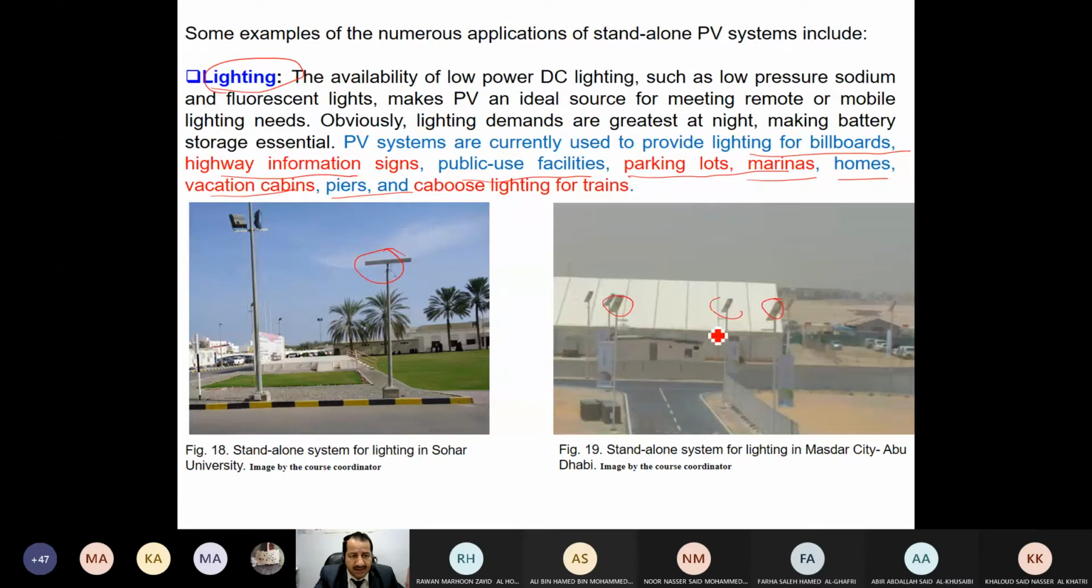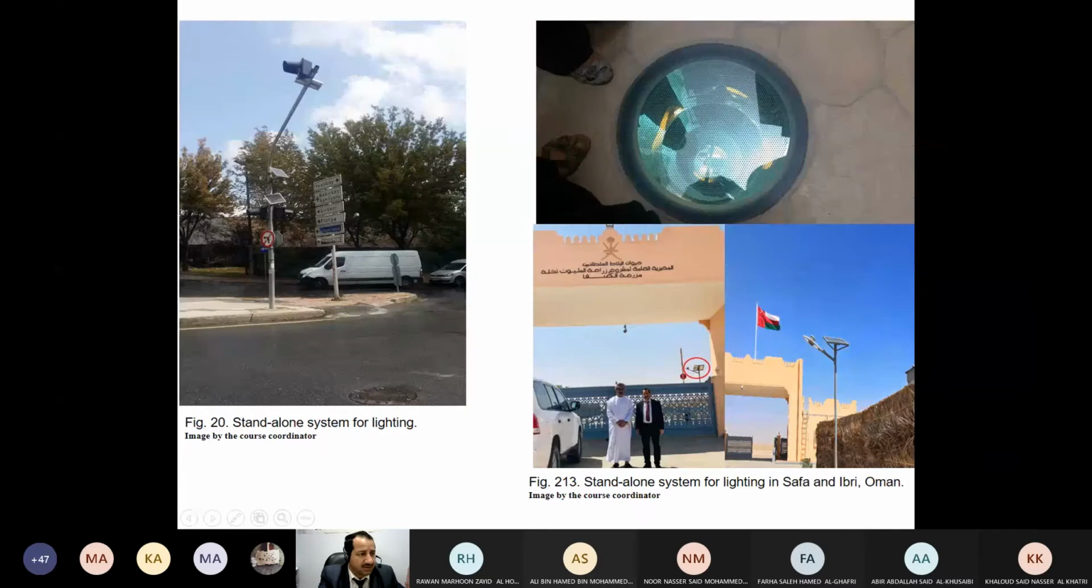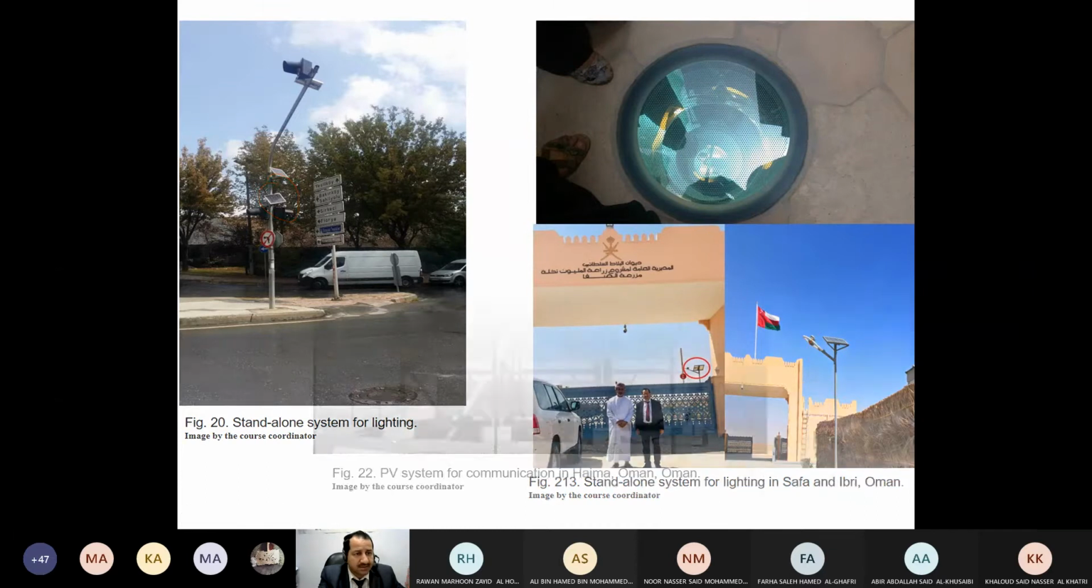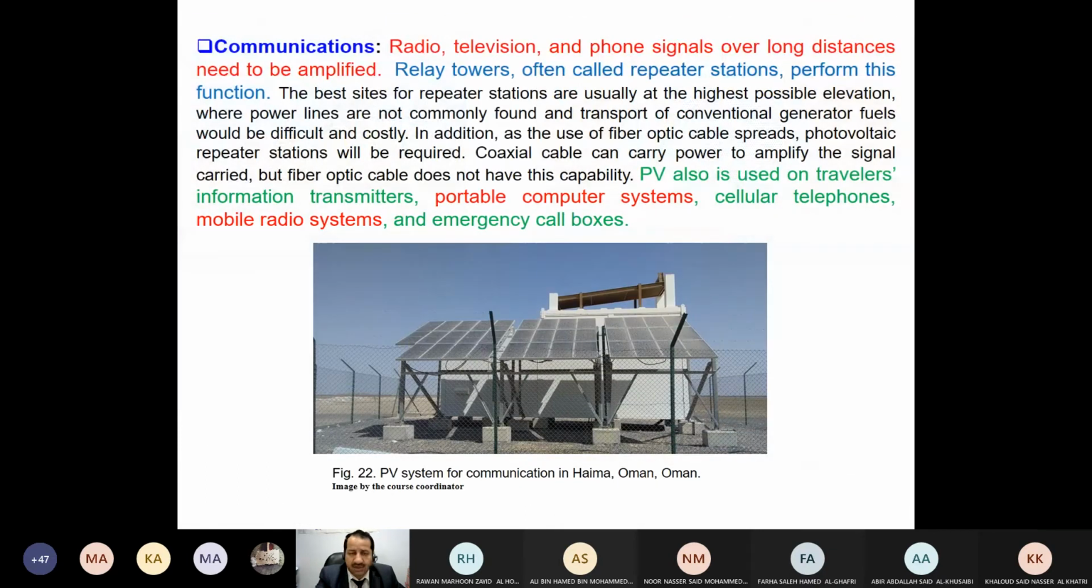This is lighting in Masdar City in Abu Dhabi. Also here, this is in Istanbul, in Turkey. Also here, this is lighting in Safa, in Abri and Safa, the 1 million palm tree project, in the desert. This is a good application actually for PV. If you are in the desert and far away from civilization, with no network there, what do you do? Solar cell could be the best choice for you.